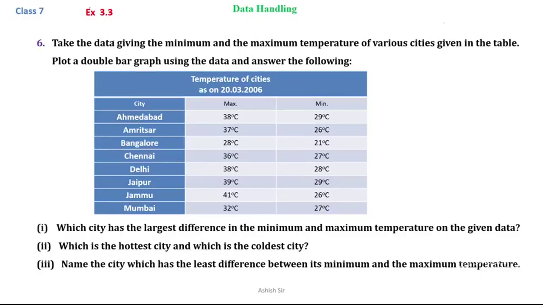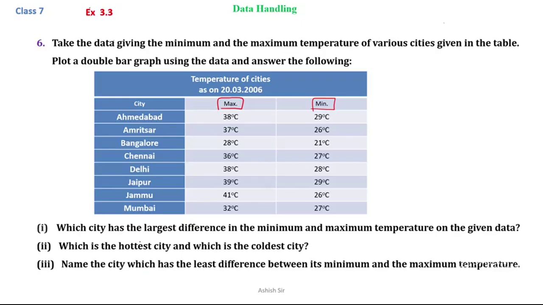Exercise 3.3, question number 6. Here, the data is given to us for temperature of some cities of India, and we have been given maximum temperature and minimum temperature. Firstly, we have to represent this data in a form of a double bar graph, and then we have to answer some of the questions.